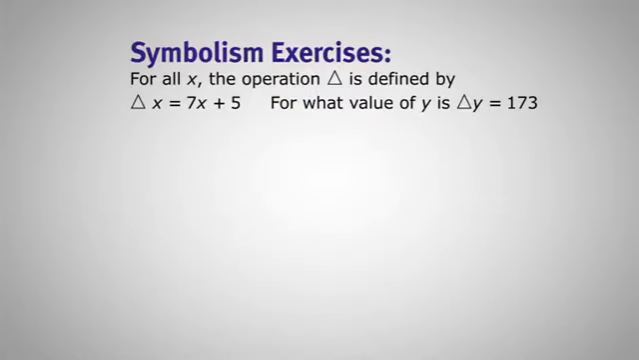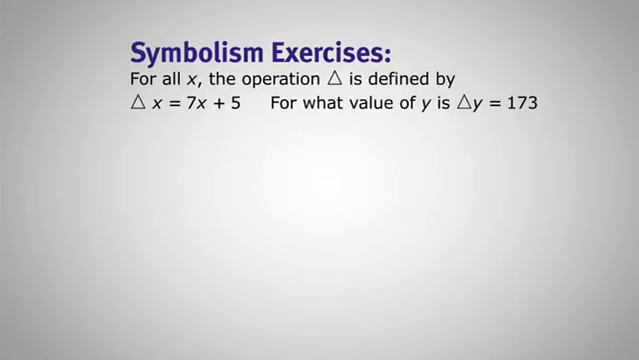For all x, the operation delta is defined by delta x equals 7x plus 5. For what value of y is delta y equal to 173? This question isn't asking us to put in a value for x. Rather, it's telling us that when you put in the value of y, we get a result of 173. The question's asking us, what y did we put into the equation?